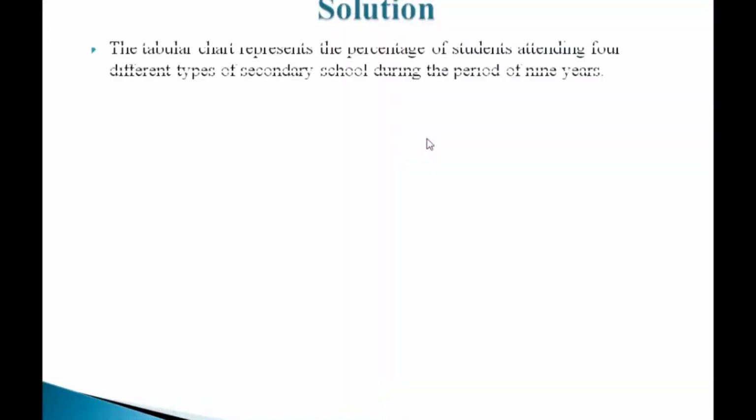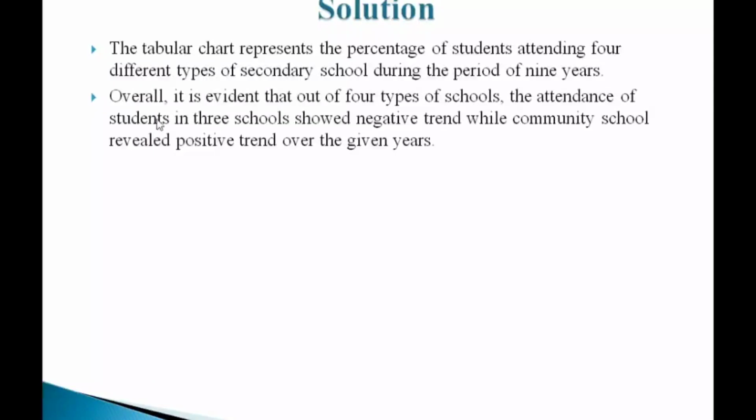Let's see the solution. The tabular chart represents the percentage of students attending four different types of secondary school during the period of nine years. That is the paraphrasing. Now the summary. Overall, it is evident that out of four types of schools, the attendance of students in three schools showed a negative trend, while community school revealed a positive trend over the given years. So three schools showed a negative trend because their attendance dropped. However, community school attendance rose over the nine years, so it showed a positive trend.